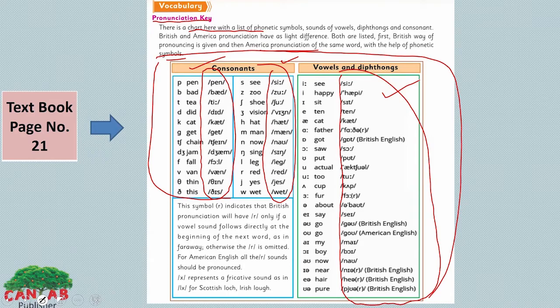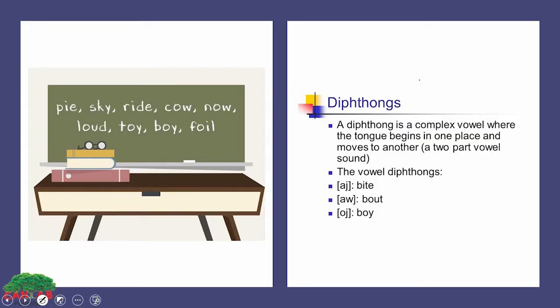Let's discuss the diphthongs. What are diphthongs? A diphthong is a complex vowel where the tongue begins in one place and moves to another. A two-part vowel sound. Here the vowel diphthongs are bite, bout, boy, like pie, sky, ride, cow, now, loud, soy, boy, foil. Here you can see we have two vowel sounds. These two-part vowel sounds are called diphthongs.